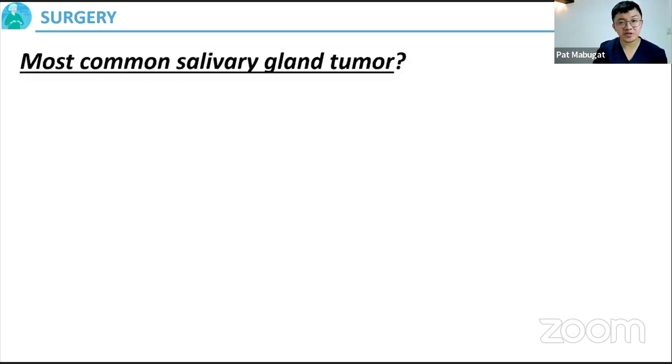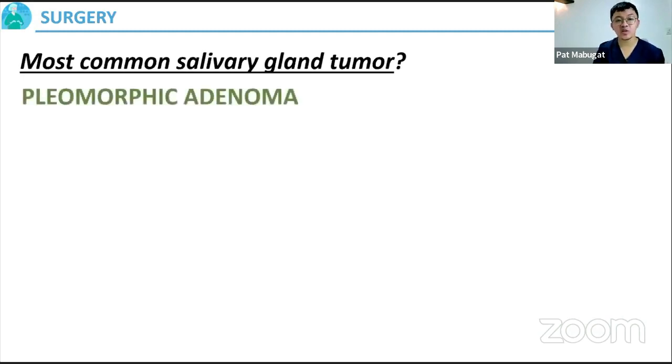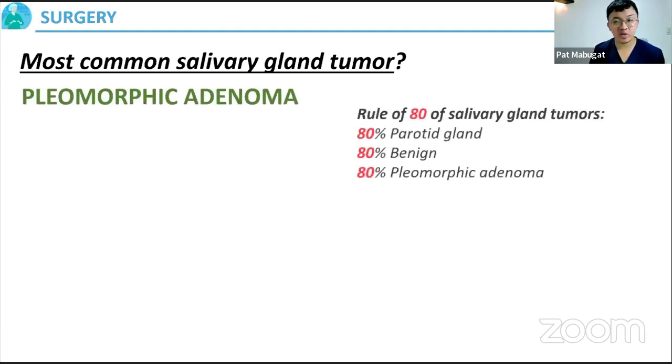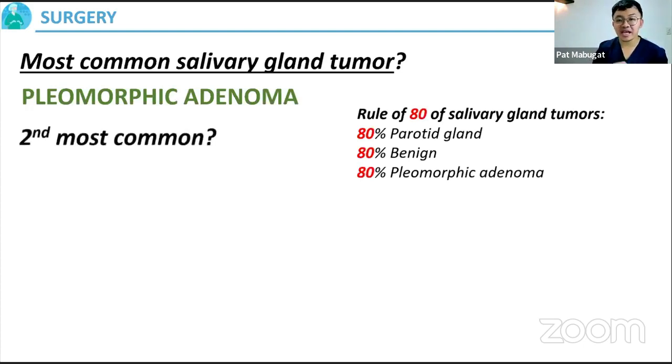Next, what's the most common salivary gland tumor? The most common salivary gland tumor is your pleomorphic adenoma or benign mixed tumor. So you have the rule of 80s for salivary gland tumors. 80% are found in the parotid gland, 80% are benign, and 80% are made up of your pleomorphic adenoma. The second most common is actually your Warthin's tumor.